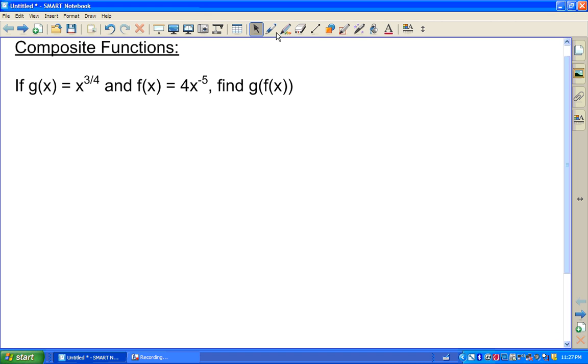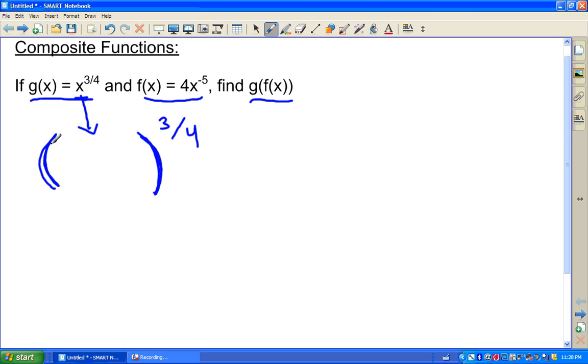Sample problem on composite functions. This one's asking you to find g of f of x, given that g is this function and f is this function. If you were to take g of f of x, I would simply write down g of x, but every time there's an x, I would just put a big parentheses there for it and still keep the rest of the function intact. So wherever I see the x in this function here is represented by these parentheses.